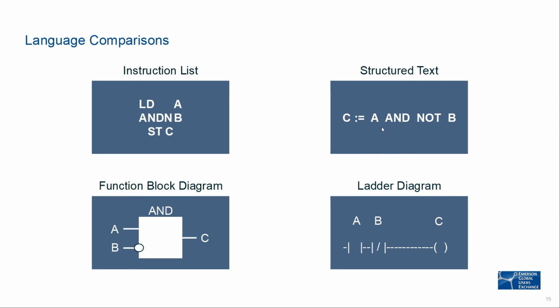So that kind of sounds more English, right? So structured text can be easier to read in that sense. Function block diagram is an AND block where the B input is negated. And then ladder diagram is you have 2 contacts in series. B is a reverse contact, and then C is your coil at the end of that. So you see, you can do the same code within all the languages, but it's up to your preference and your coding style which one you choose for a certain application.